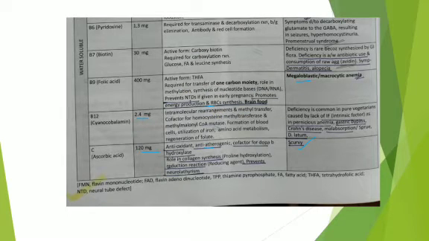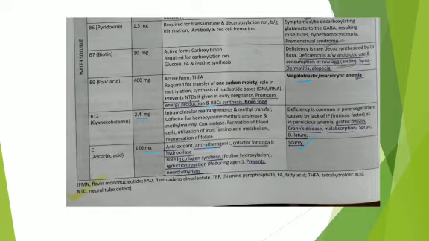Next is vitamin B6. Another name is pyridoxine. Daily requirement is 1.3 milligrams. It is required for transaminase and decarboxylation reactions and helps in elimination, antibody formation, and red cell formation. Its deficiency leads to seizure, hyperhomocysteinuria, premenstrual syndrome.